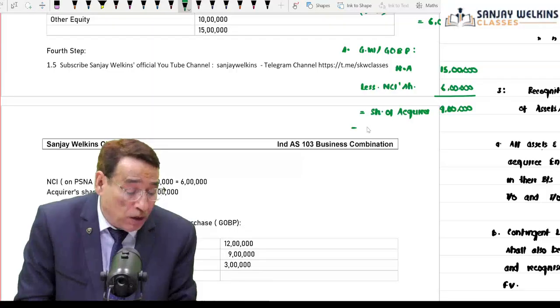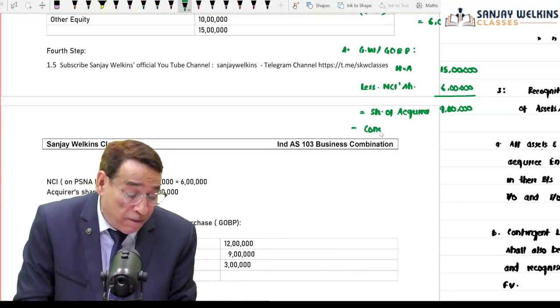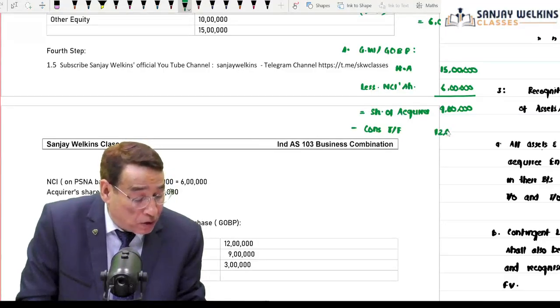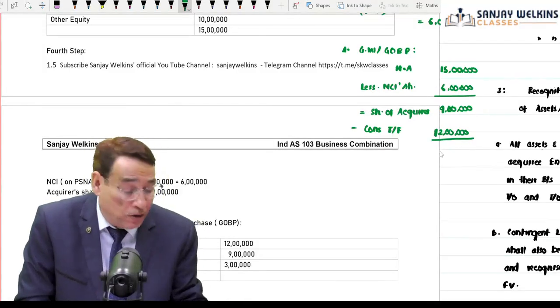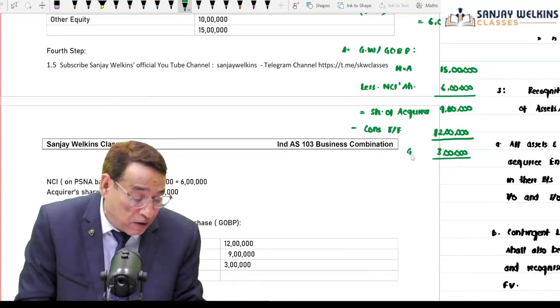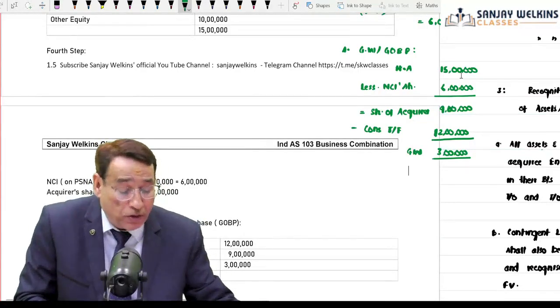Then, as I told you, you are going to compare it with the amount of consideration transferred. In this case, it is clearly given that you are paying rupees 12 lakh. So the consideration amount is 12 lakh, and it is pretty high in comparison to your share of net assets. That is why the difference will be considered as goodwill. So 3 lakh will be considered as goodwill. Is it clear? This is how you compute the amount of goodwill.